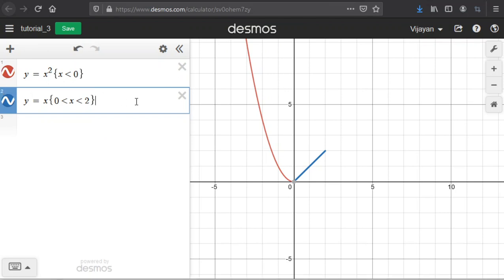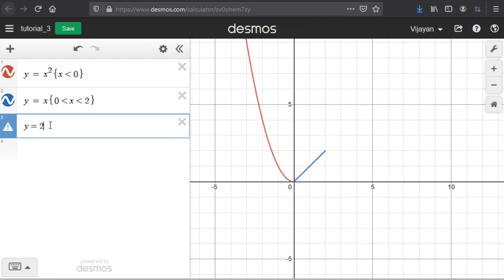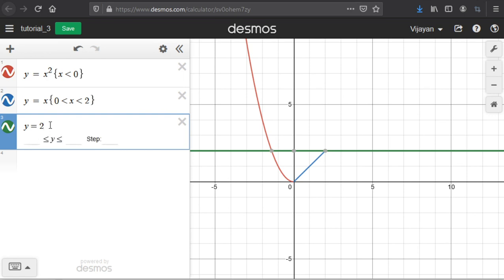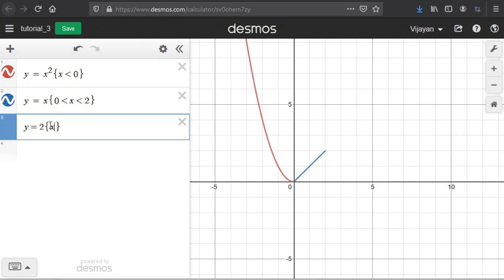Again in the next part I want to plot y is equal to 2. So y is equal to 2 is a straight horizontal line parallel to the x-axis, but I want only the values starting from x greater than 2. So x greater than 2 values are only plotted. You see the values that were less than 2 are not there. The values for the x that were greater than 2 are only plotted.